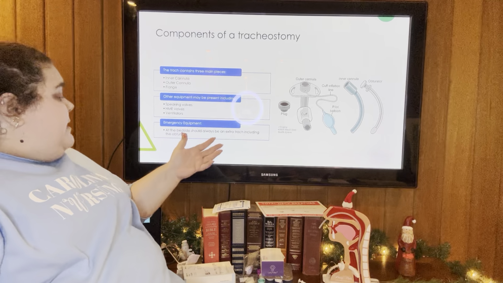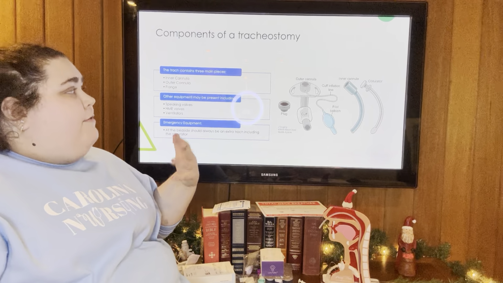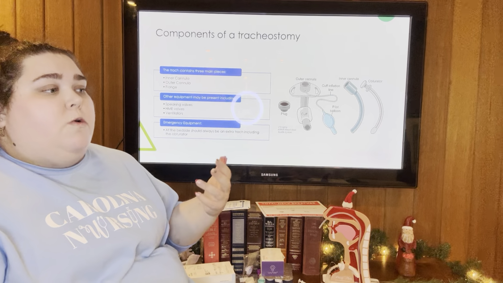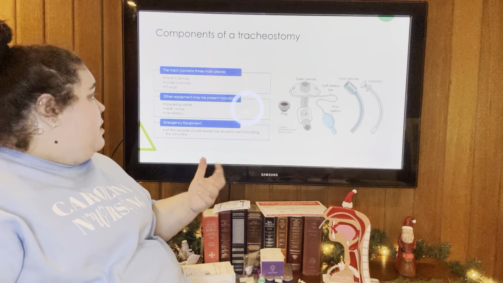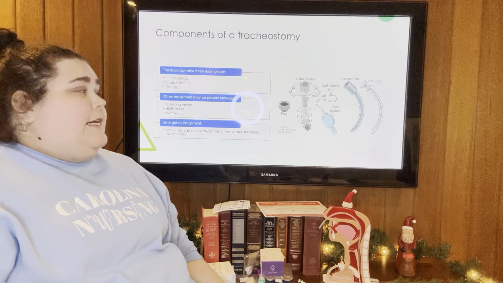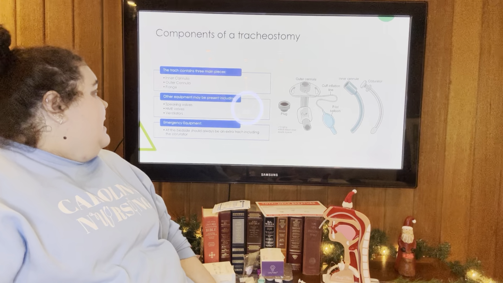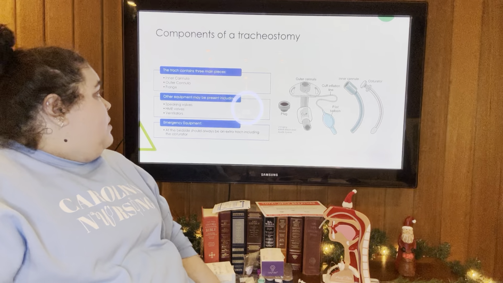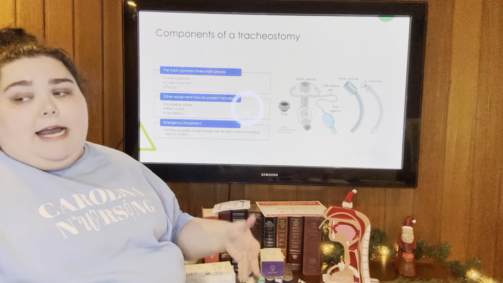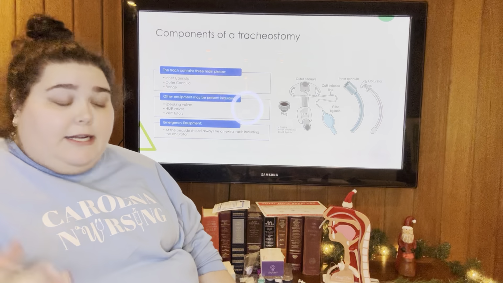So other equipment that might be present, you might have a speaking valve, like we discussed, like a Passy-Muir valve or a humidification valve. The patient might be on a ventilator, and then the ventilator tubing would be in addition to the trach. And those may also be present. Emergency equipment, you always need to have an extra trach and an Ambu bag, and we'll discuss those later in more detail.